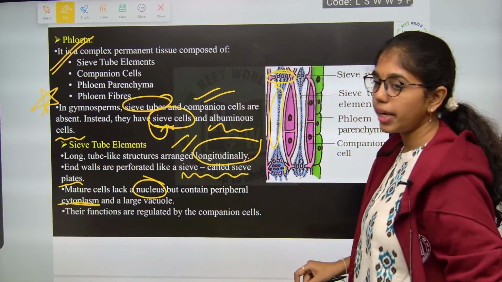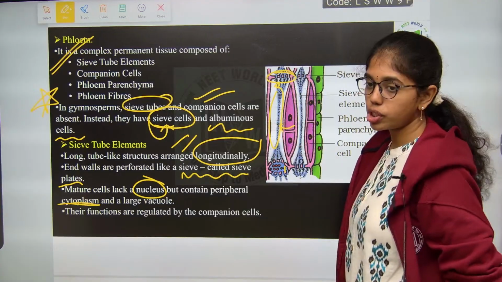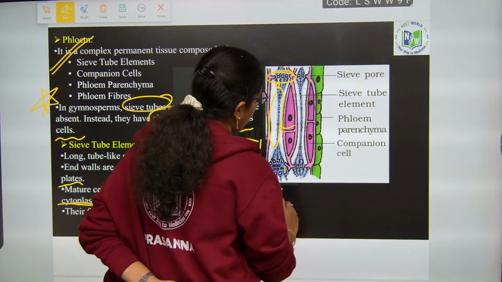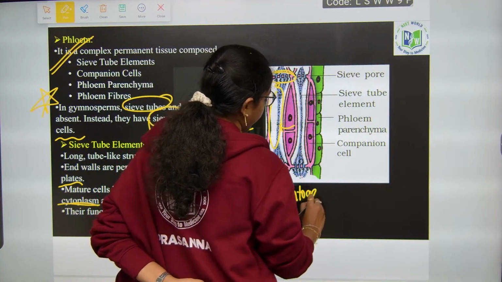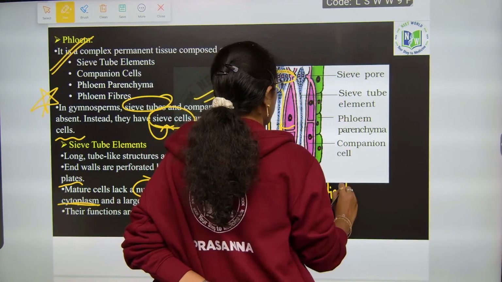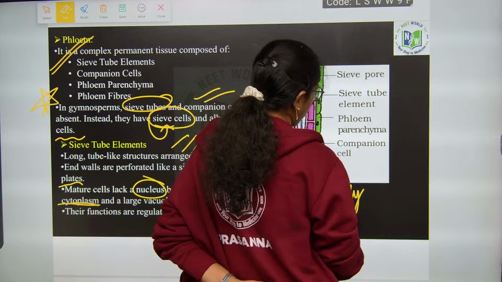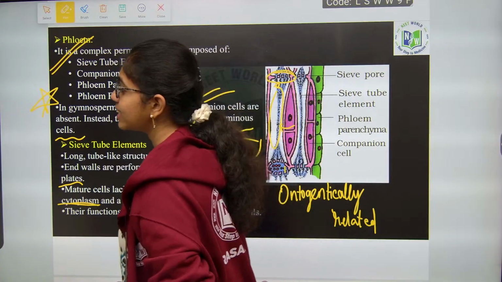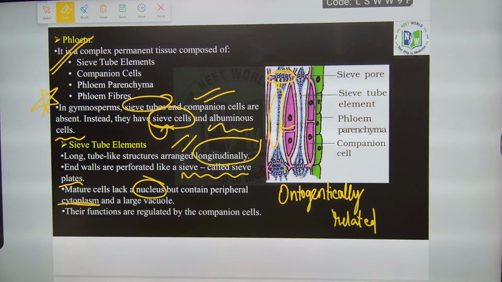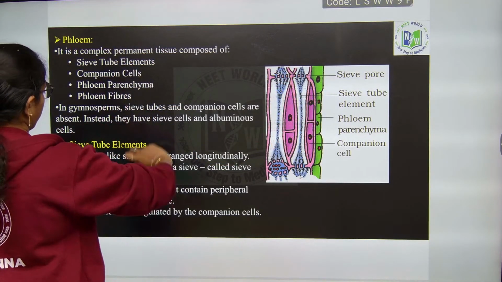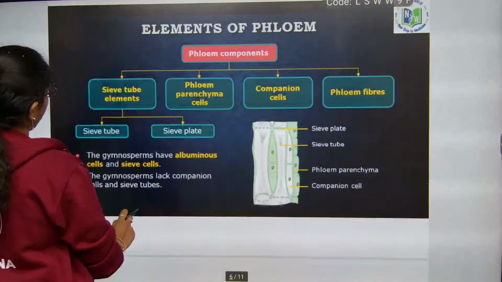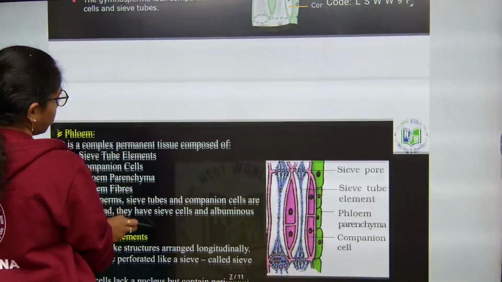Their functions are regulated by what? Companion cells. Both sieve tubes and companion cells are ontogenetically related. Take down. Both sieve tubes and companion cells are ontogenetically related, and both of them are called sister cells. Fine. Next, sieve tubes and companion cells are done. Phloem fibers and phloem parenchyma.